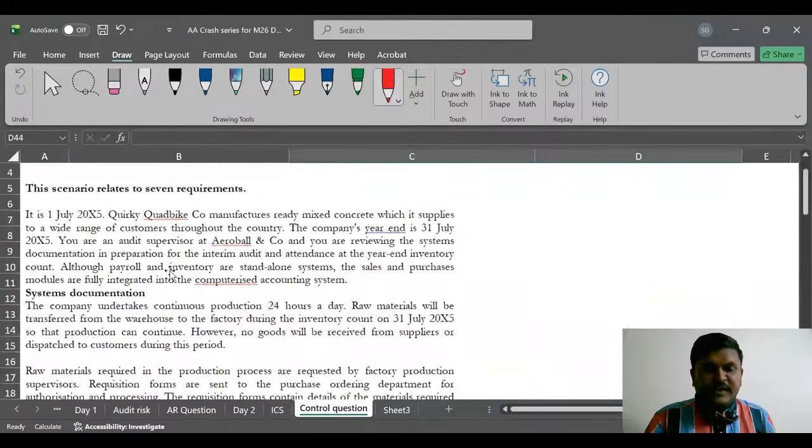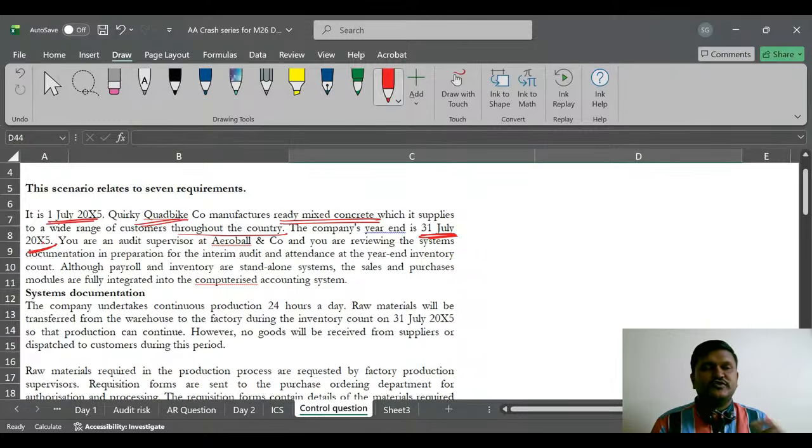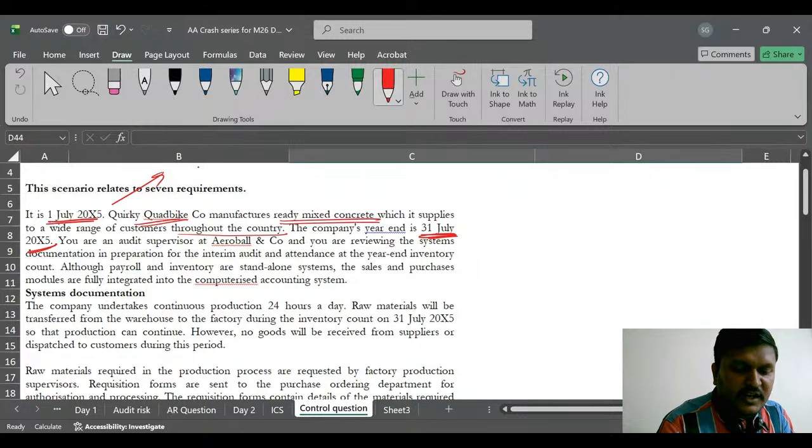Okay. So the scenario relates to 7 requirements. They have mentioned 7 requirements, but we can ignore that fact over here. It is now 1st July. Your client is Krukey Quad Bike Company, manufacturing ready mixed concrete, which it supplies to a wide range of customers throughout the country. The company's year end is 31st July 20x5. So you are at 1st July; the year end is not yet finished. So which stage are we currently at? We are currently at the planning stage again.